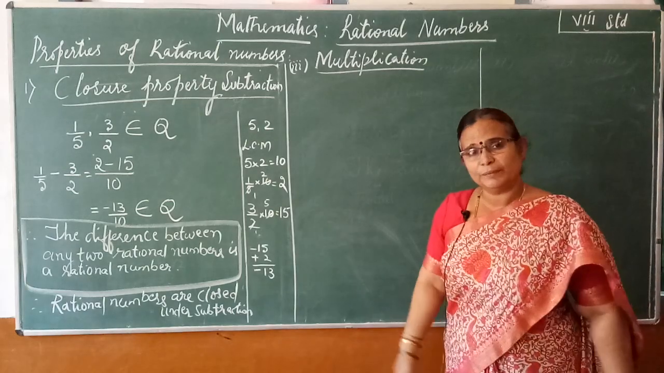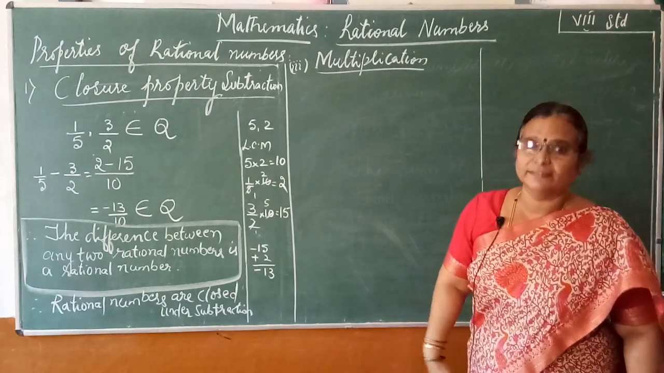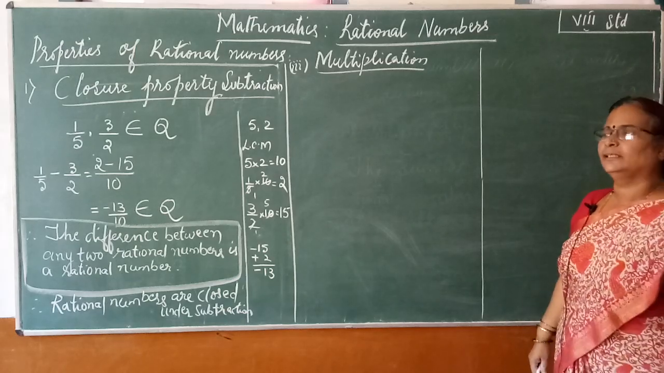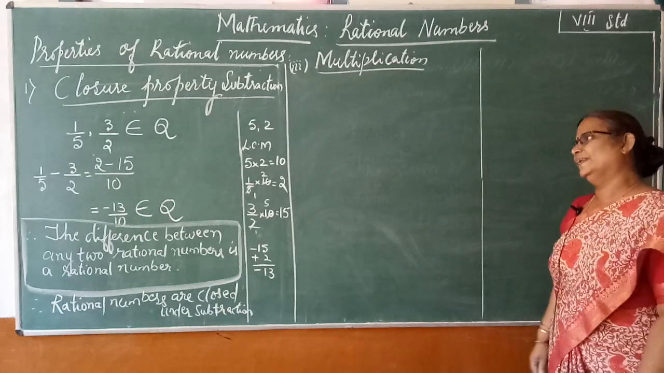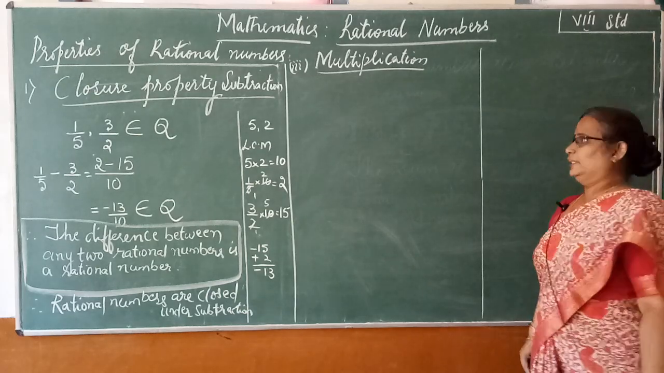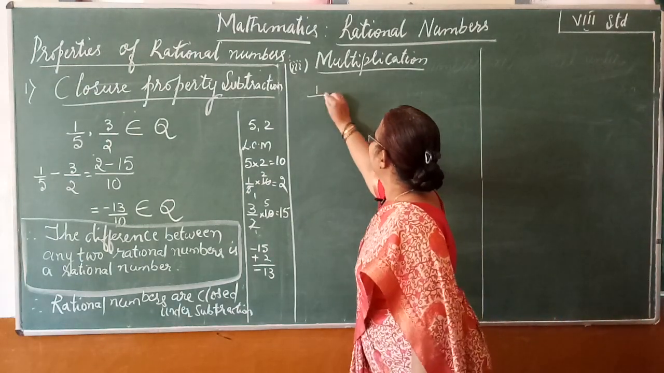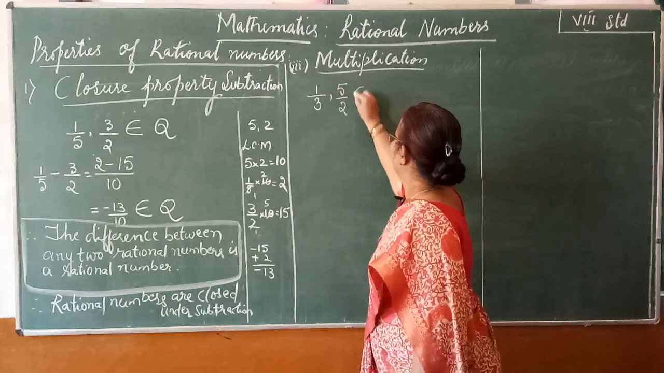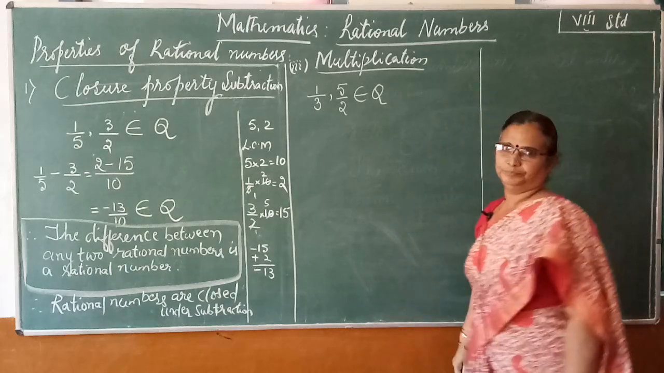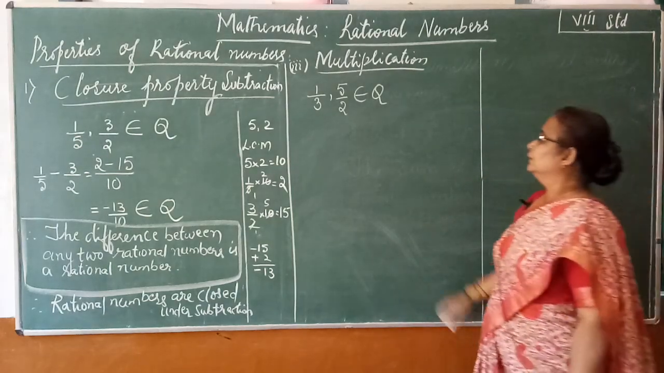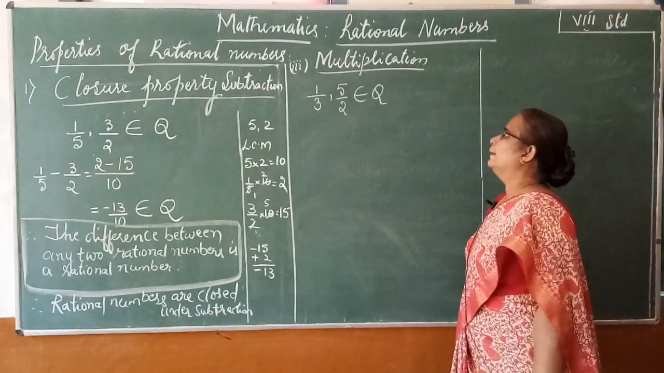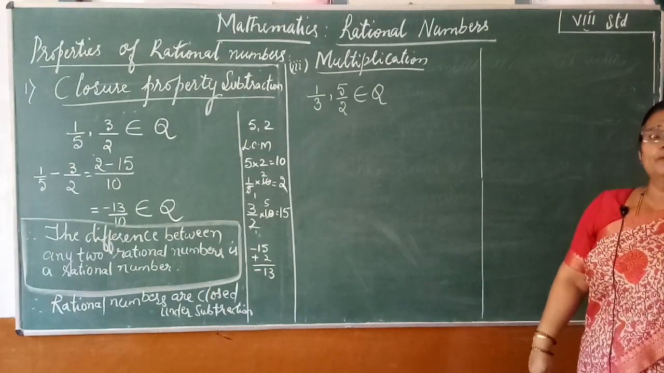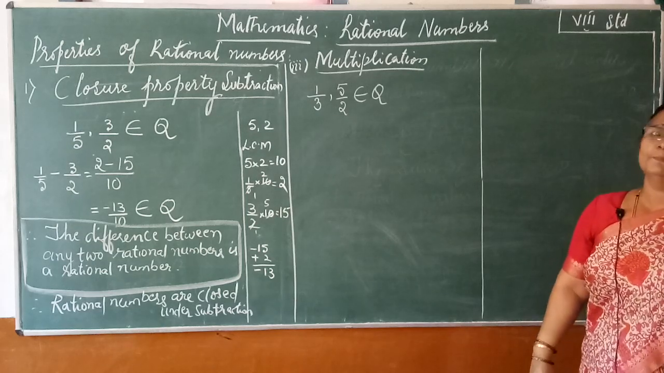way. But in addition and subtraction, we were taking LCM to simplify the ratios. But in multiplication, you have to multiply numerator to numerator and denominator to denominator. It's very simple multiplication. Let me consider 1 by 3, 5 by 2, both belongs to set of rational numbers. So which operation I have to verify? Multiplication. What does it state? When you multiply, what is the result obtained? We call it as a product.